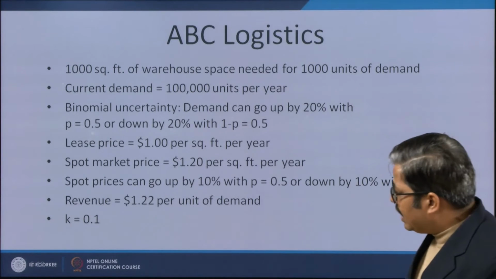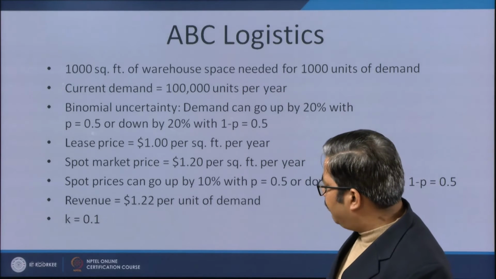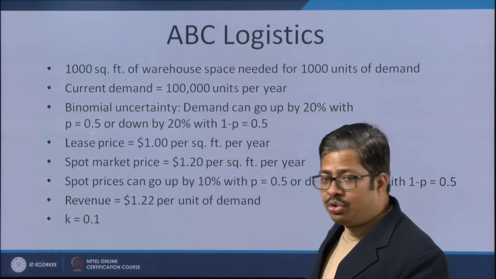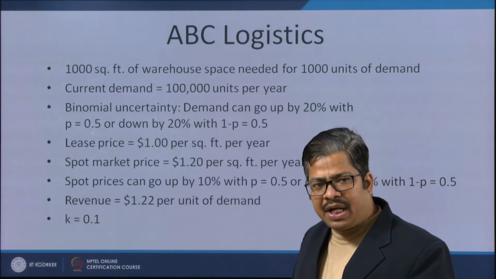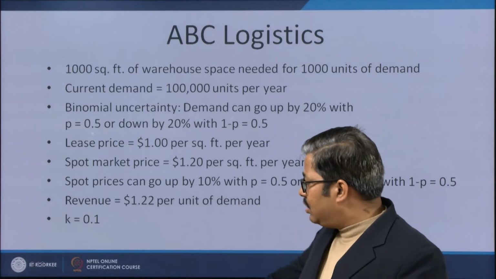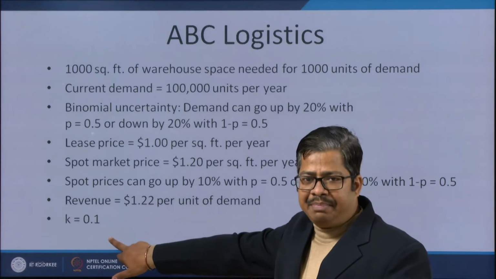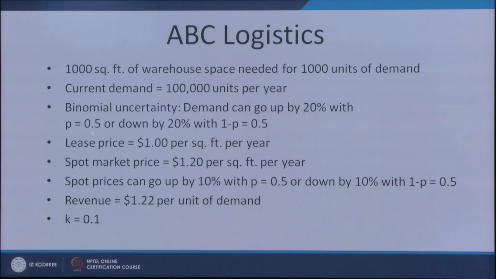And the revenue from these units which you are storing in your warehouse is $1.22 per unit, and for determining the present value of the future cash flows, the discount rate K is 10%.